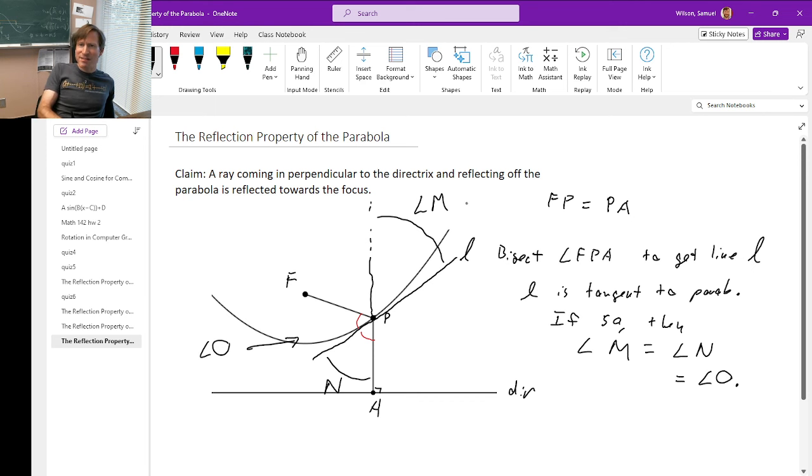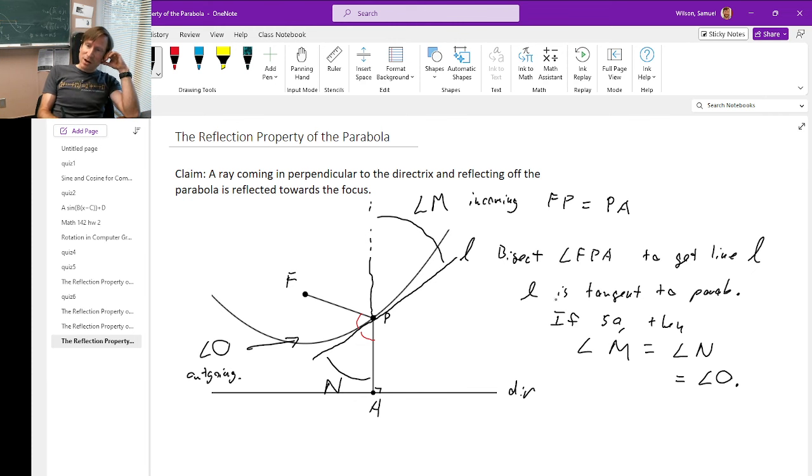Okay, but M is the incoming angle for the reflection, and O is the outgoing angle. So that's really why we need to know that L is tangent. For M to be the incoming angle, we have to measure the angle from the incoming ray to the tangent line. And same thing for O to be the outgoing angle: it has to be the angle between the line segment from F to P and the tangent line. So if we know that L is tangent, then M is equal to O, where M is the incoming angle, and O is the outgoing angle.